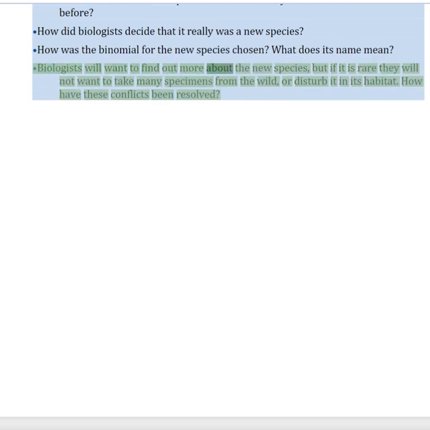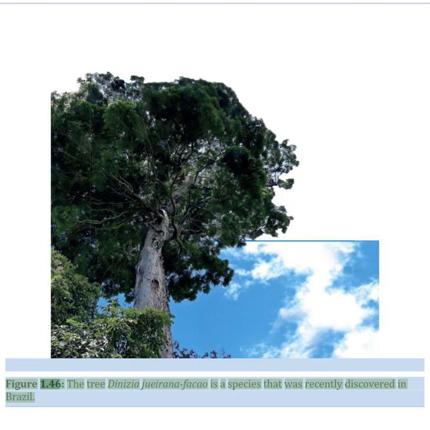Biologists will want to find out more about the new species, but if it is rare they will not want to take many specimens from the wild, or disturb it in its habitat. How have these conflicts been resolved? Figure 1.46. The tree Dinizia jueirana-facao is a species that was recently discovered in Brazil.